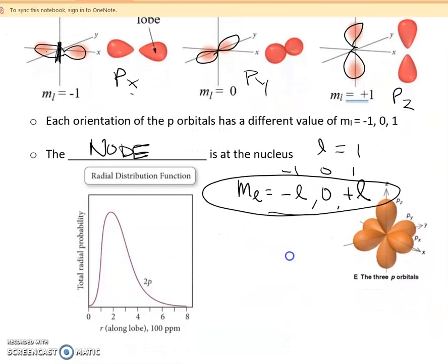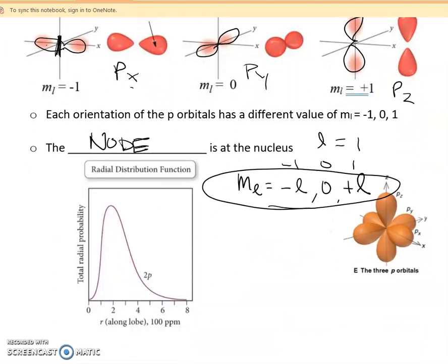Okay, and here is the radial distribution function. So this looks a lot like our s radial, our 1s distribution function, doesn't it? But here is our 2p. So notice here we have the 0 again, 0 volume. And our most probable distance is over here.